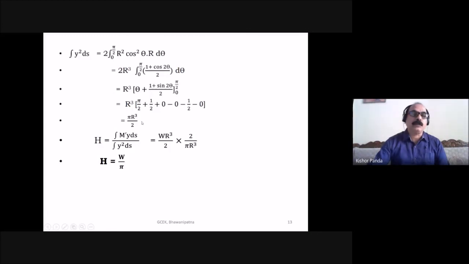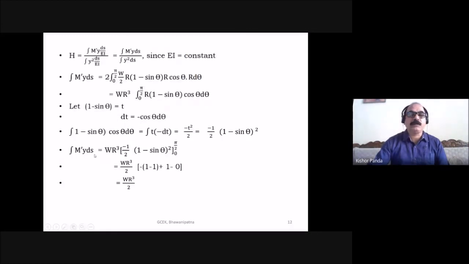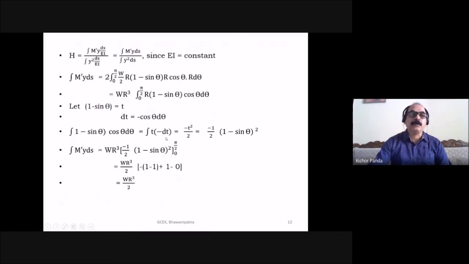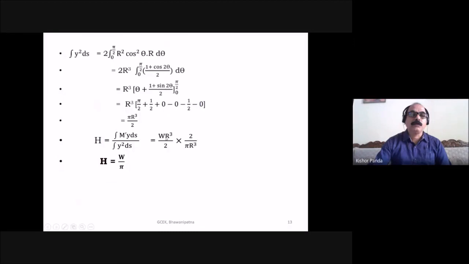Here you got the integration of M dash y ds, and here you got the integration of y square ds. So H is equal to the integration of M dash y ds divided by the integration of y square ds. Just put W R cube by 2 into this value. So the horizontal force is equal to W by pi. This is the horizontal force that you can find out. Now all are clear, so this is how to find the horizontal force.